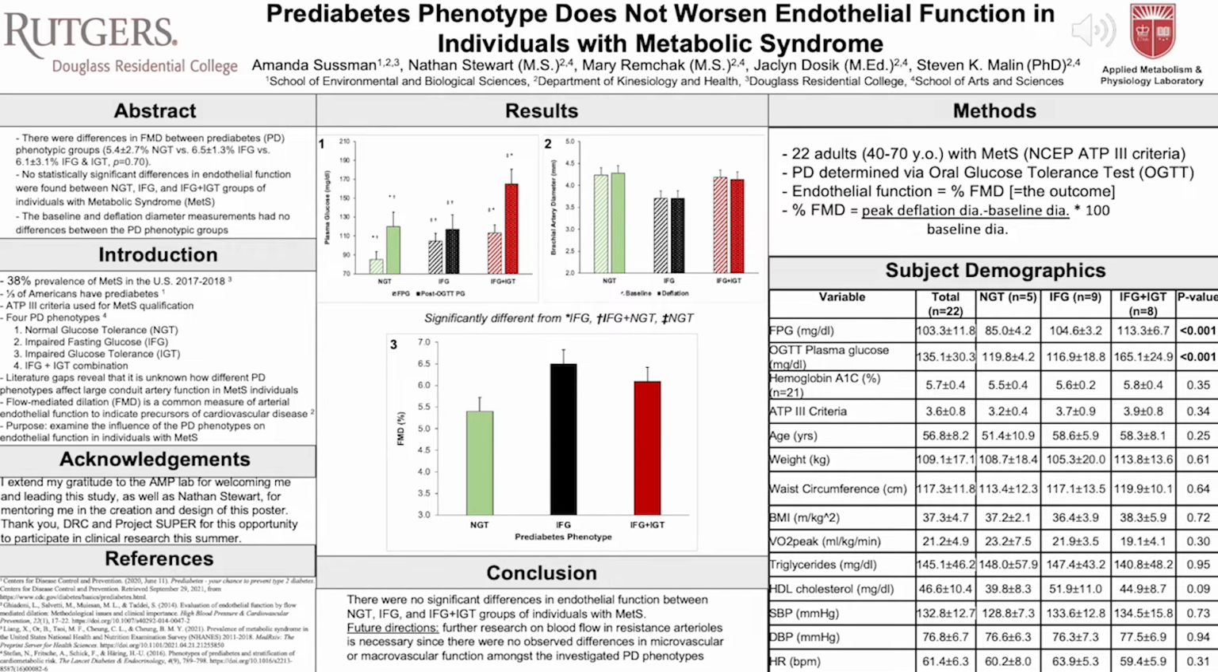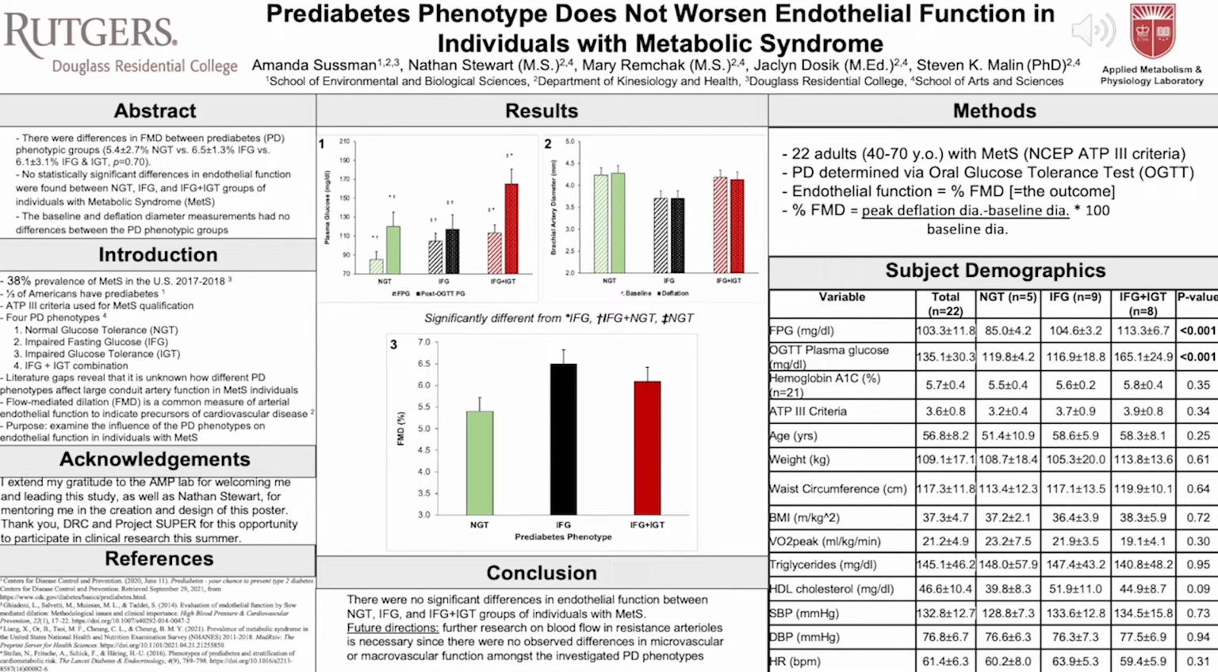The purpose of this project was to examine how prediabetes phenotypes influence endothelial function in individuals with metabolic syndrome, specifically 22 adults between ages 40 to 70. Individuals qualified for MEDS via the NCEP ATP III criteria, which contains 5 factors: high triglycerides, low HDL, high waist circumference, high blood pressure, and high blood glucose.